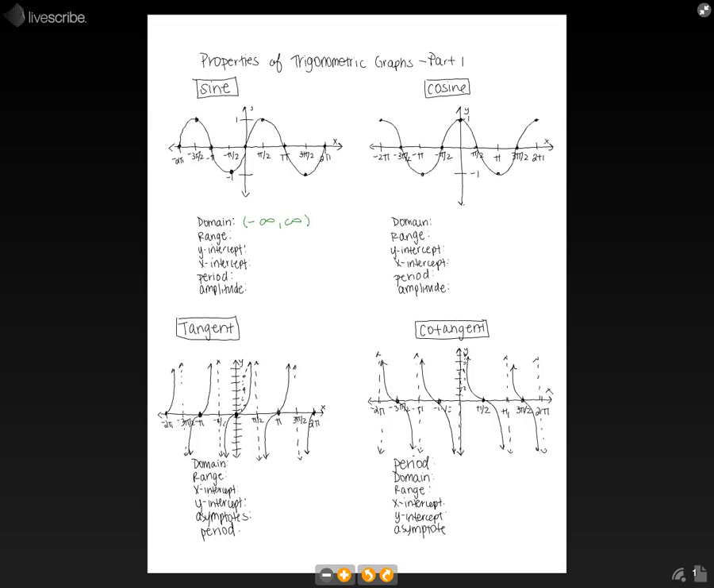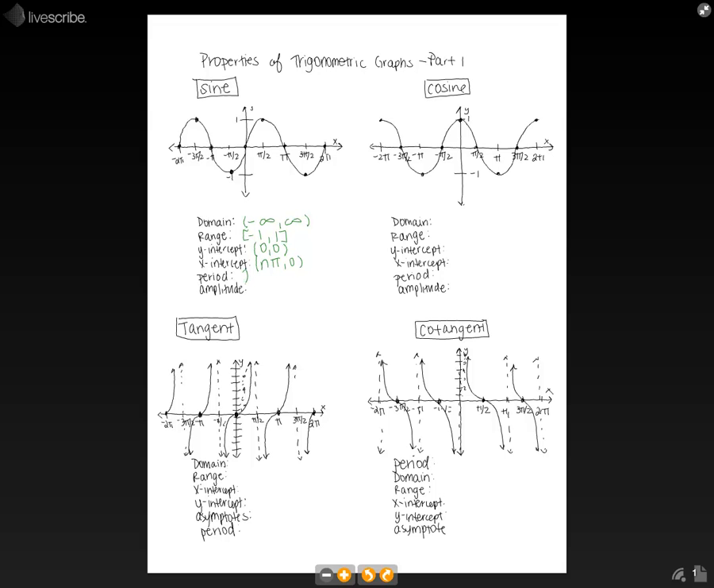But the range is more restricted, and it's negative 1 to 1 with the 1's included, because, as you can see, the function doesn't go past 1 or negative 1 on the y-axis. The y-intercept is 0, 0, because it is at the origin, and the x-intercept is n pi, comma 0, because it intercepts the x-axis at every multiple of pi, so 0, pi, 2 pi, etc.